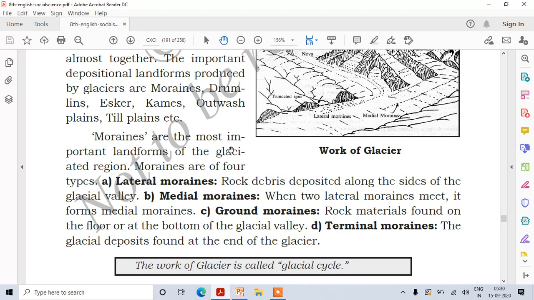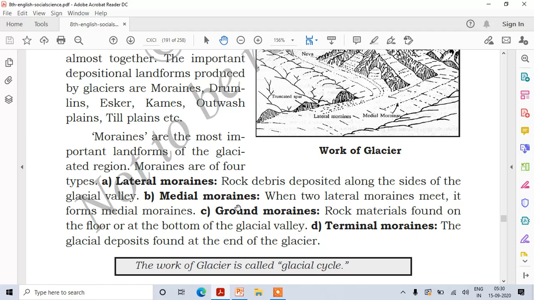Moraines are the most important landforms of the glaciated region. You can underline this one in your textbook. Moraines are the most important landforms of the glaciated regions. Moraines are of four types: lateral moraines, medial moraines, ground moraines, and terminal moraines. So what are lateral moraines? Rock debris deposited along the sides of the glacial valleys. When the rocks are deposited along the sides of the glacial valley, that is called lateral. Okay, so lateral means sides.